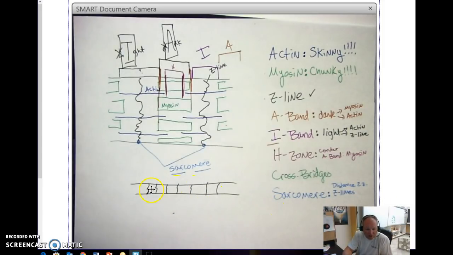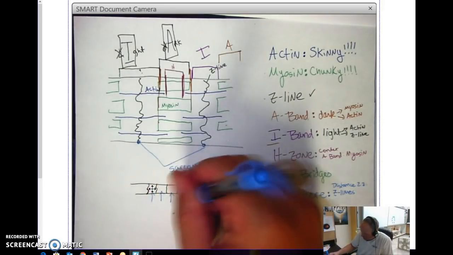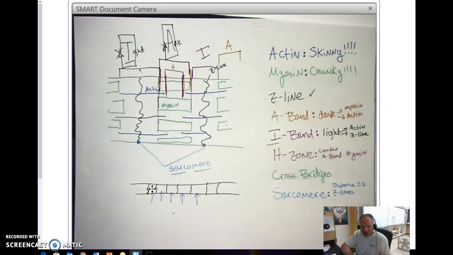So look at my bottom drawing. This is one sarcomere right here. That's another sarcomere, and another sarcomere, and another sarcomere, and another sarcomere. And you can have multiple sarcomeres across a muscle fiber. Now the whole goal is, now that you know how it's aligned, you're ready for how we contract it.